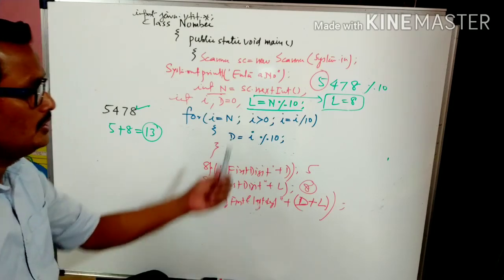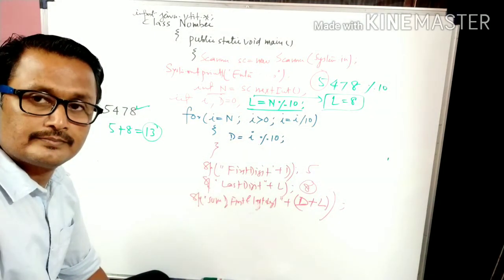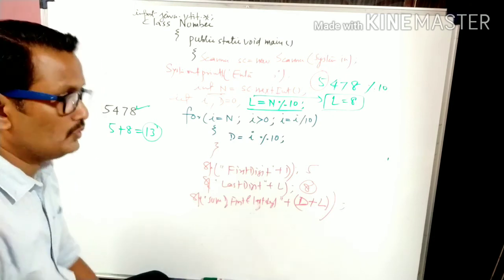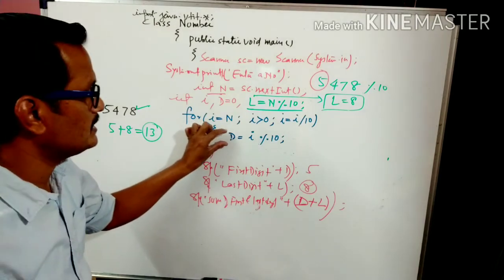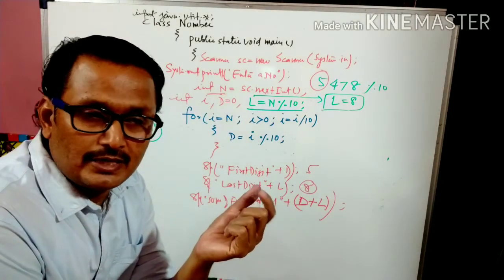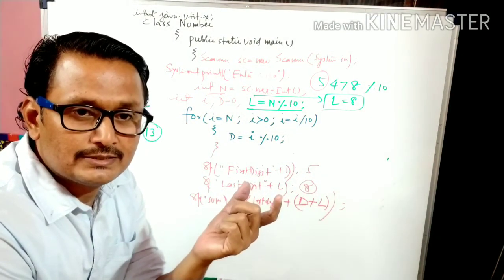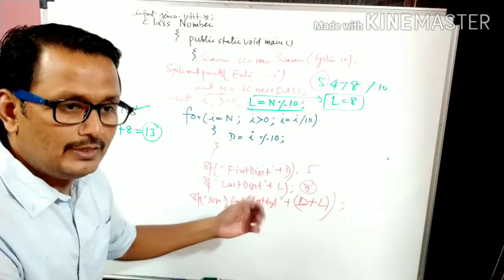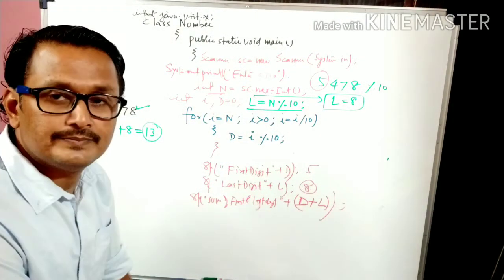I don't think you children will face any problem here. So again I am telling, the important thing is how to extract digit. If you know how to extract digit, then you can do sum of digit, sum of even and sum of odd digit, palindrome number, reverse number, Armstrong number, first digit, last digit.